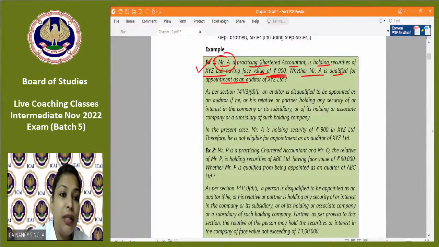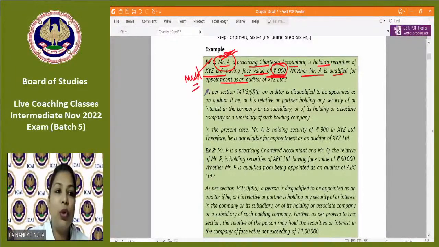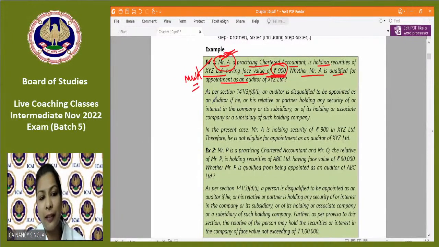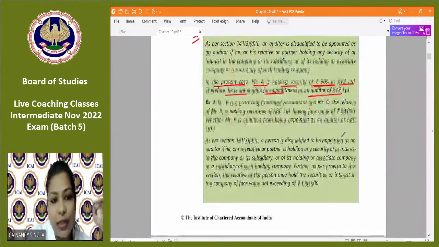He is ineligible. Why? Because don't get confused with this 900. यहाँ पर क्या है? If it had been that Mrs. A is holding security of rupees 900 and Mr. A is a practicing chartered accountant, then this ineligibility would not have been attracted. However, here, since the CA himself, Mr. A himself, is holding the securities of XYZ Limited, he is not eligible. So in the present case, Mr. A is holding securities of 900 in XYZ Limited. Therefore, he is not eligible for appointment as an auditor of XYZ Limited.